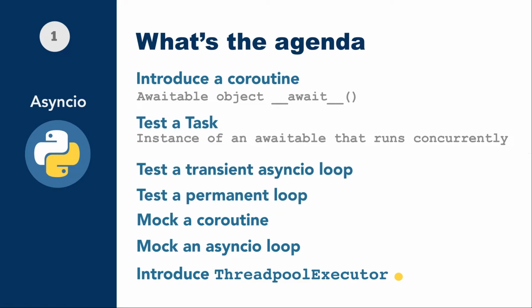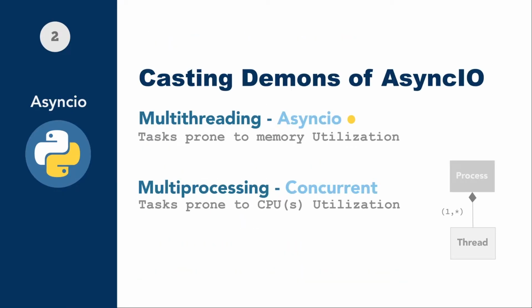Why should somebody mock an asyncio loop? There are instances where you need to make sure in your test you cover the loop, so there is a possibility that you can mock an asyncio loop. And lastly, we will introduce the class ThreadPoolExecutor, which is a class in the concurrent module in Python. We look at that.